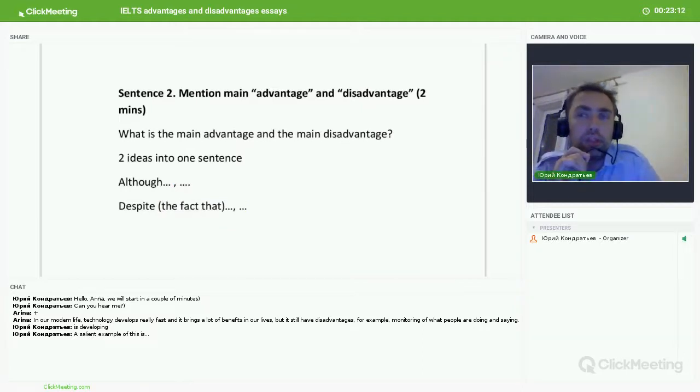Although, well, I'll put it in a simple way, but you try to write it in an academic way. You have 2 minutes for this. Although security cameras can help us prevent crimes, they also deprive people of their privacy, like this. I will show you my example just a bit later, in a minute after you finish this. So you have 2 minutes. Please mention the main advantage and disadvantage within one sentence.